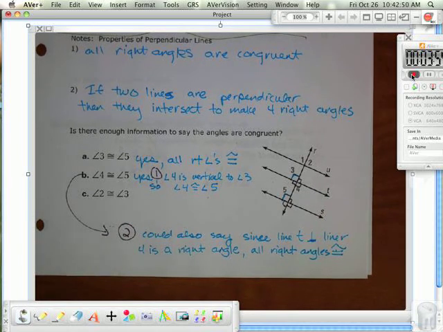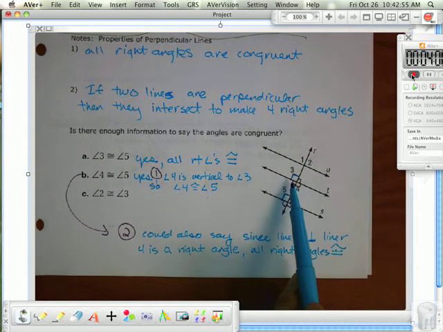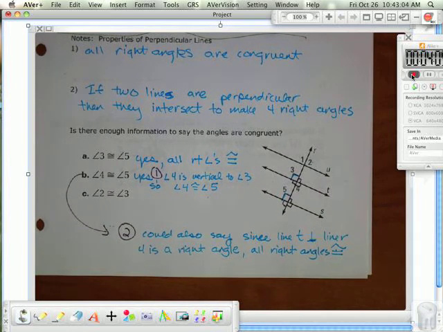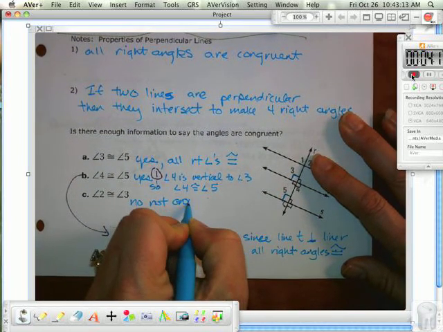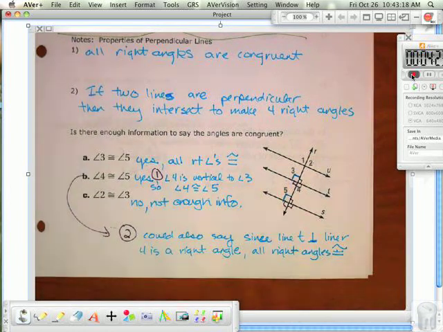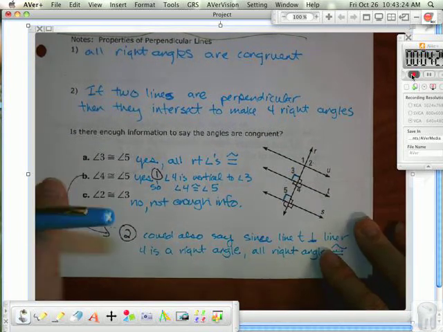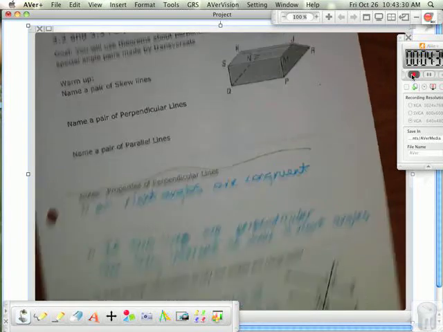All right, angle 2 and angle 3. Can we say that angle 2 is congruent to angle 3? No. Why can't we? Because we don't have enough information. They did not put a little box here to tell us that those are perpendicular. So we've got to say no, we don't have enough information. On a test, if you put yes, you have to put a reason, and you won't be able to come up with a reason. So it's got to be no, okay? You can't give that as a reason. Okay, turn the page.